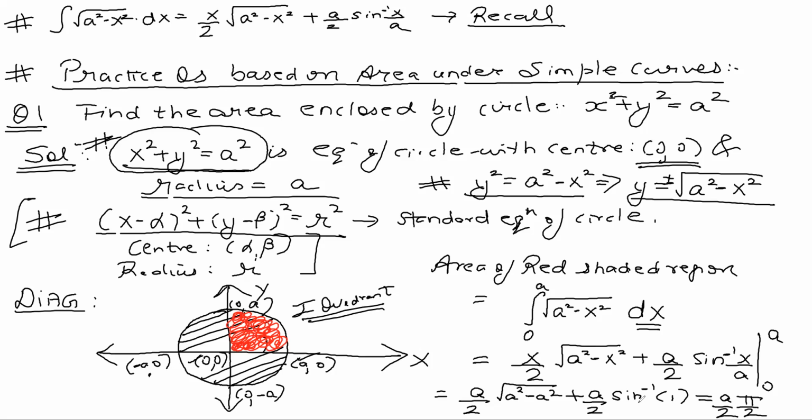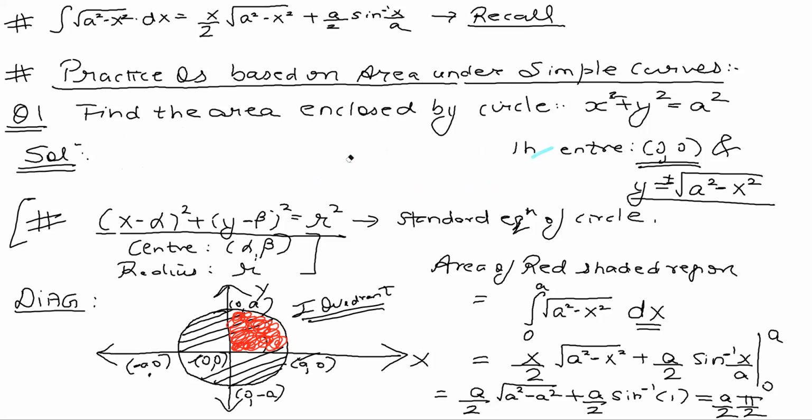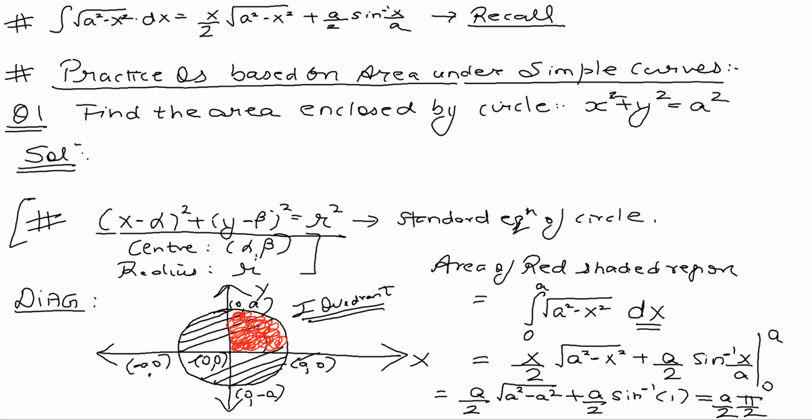So what do I get? Area of this red shaded region. So I can erase some part and I can write. I'm erasing the initial part. All of you know that it's the circle. So I'm erasing the initial part and I'm continuing.